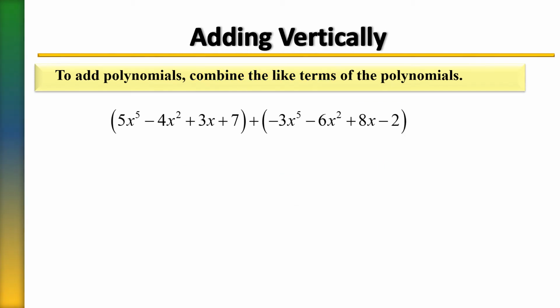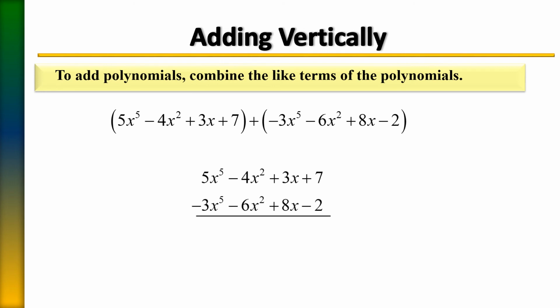Now let's add vertically, and that's just simply placing one group of polynomials on top of the other, making sure that you line them up with like terms. When you do so, it's going to look like so. Now notice they are already in descending order, highest power down to the lowest. So let's go ahead and move from left to right, combining like terms.